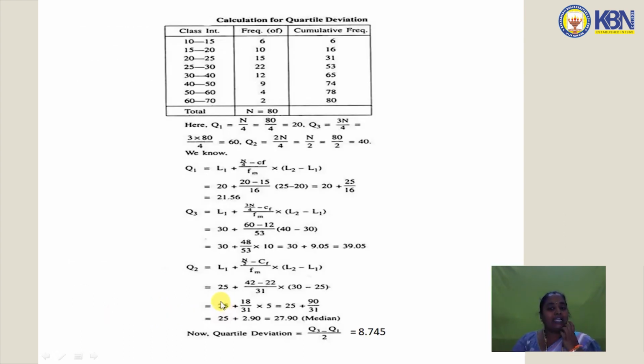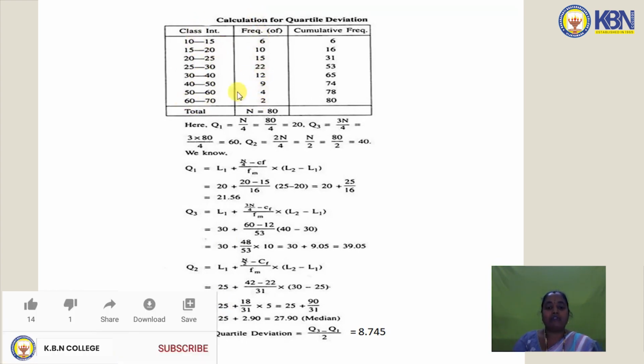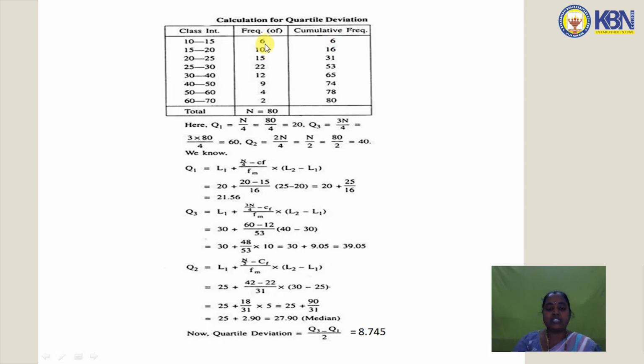If we want to calculate the quartile deviation for the continuous series, the class intervals are from 10 to 15 up to 60 to 70, and here the frequencies are given. First we have to calculate the cumulative frequencies. The first frequency is taken as its value, and the second is obtained by adding the first two frequencies. The third cumulative frequency is obtained by adding the frequencies of 1, 2, 3, and the fourth cumulative frequency is obtained by adding the frequencies of 1, 2, 3, 4.